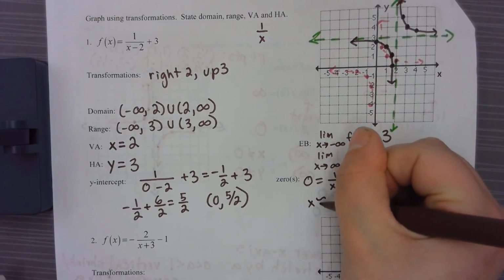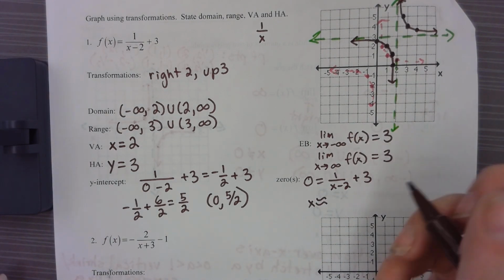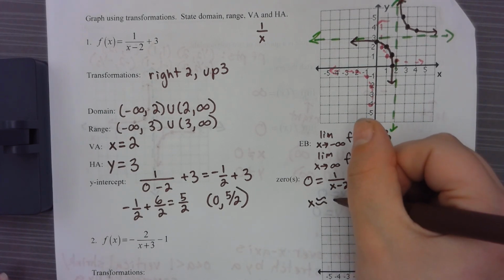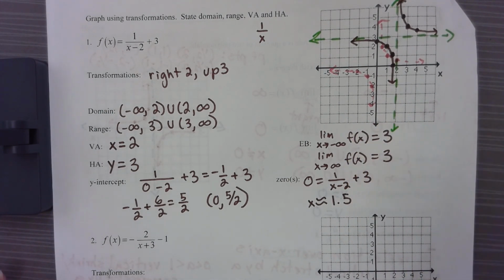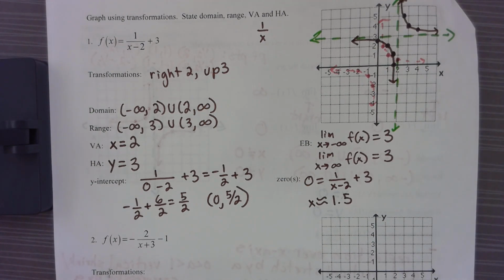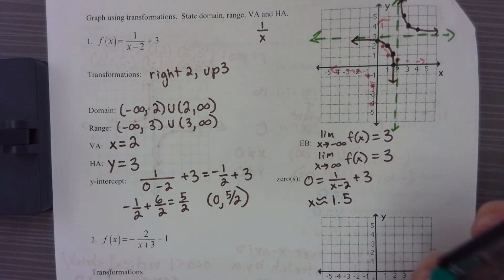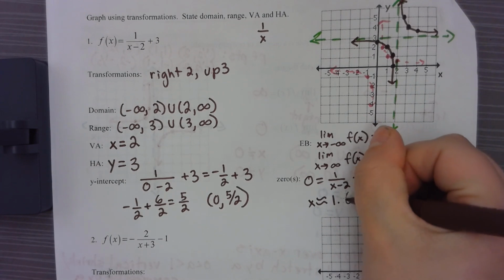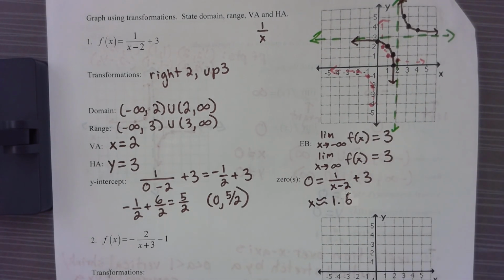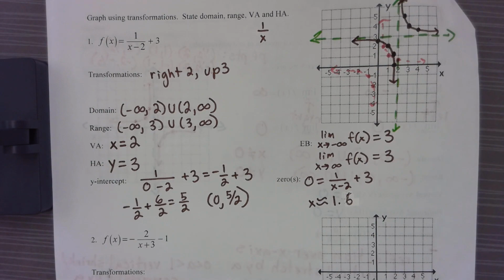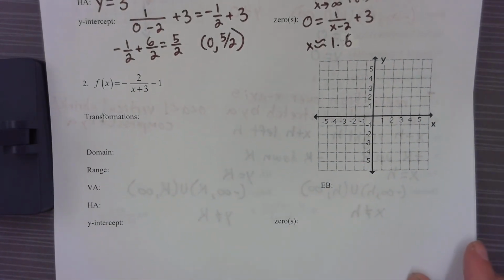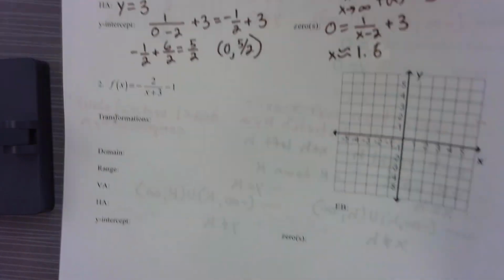So we could say our 0 is approximately 1.5 or 1.6 repeating, something like that. We're not really sure. It's actually maybe a little bit more than that because this point is at 1.5. So I'm going to say 1.6. We will learn how to solve that a little bit later, but for right now, we're just going to estimate it to the best of our abilities. Okay, so that's that first one. So let's move on to the next one.